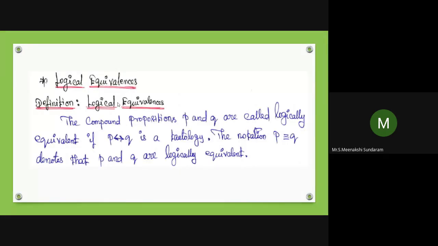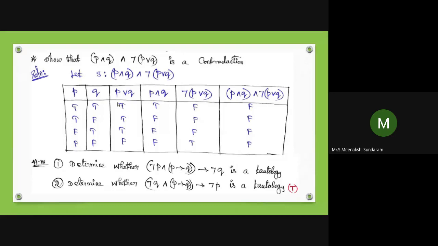This is the first class on logical validity. Next class we will go for logical equivalences. Here also I will give two homeworks. These same things I will send as a PDF and put in Google Classroom. Please download it and try the homework problems, then check your answers.